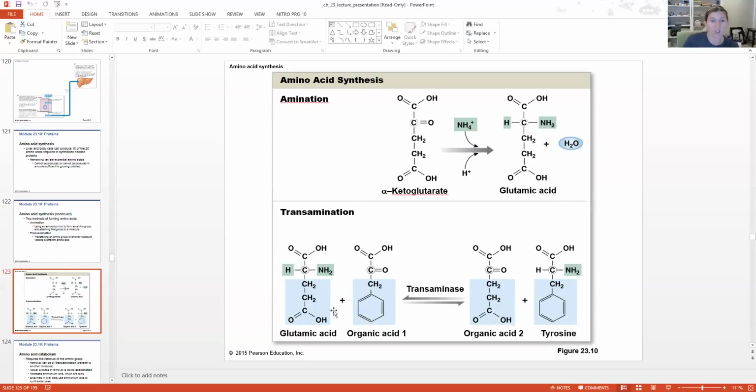In transamination, we're literally taking a molecule such as glutamic acid, taking the amino group from it, and sticking it on an organic acid. Notice in this case, this double bonded oxygen, this carboxyl group right here, is basically swapped for the amino group. So you end up with a different organic acid and tyrosine in this case. And what determines an amino acid is that functional group. In this case, it's the blue boxed area that is determining which amino acid it is.